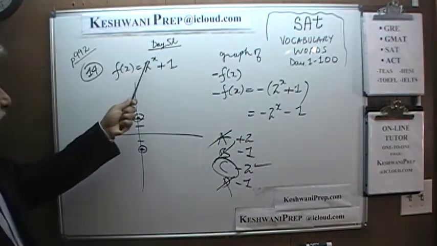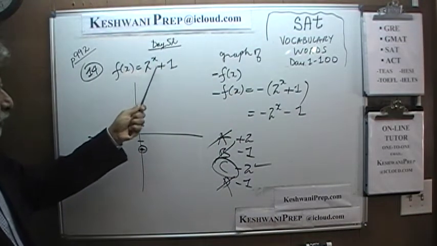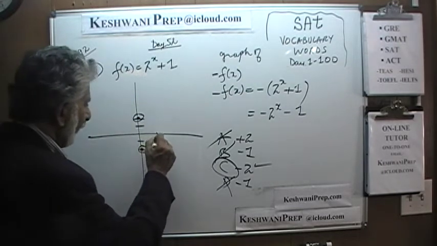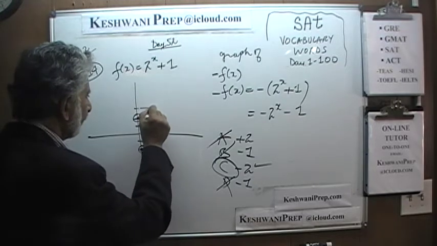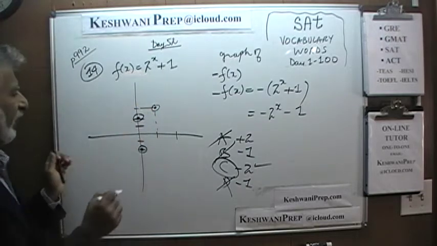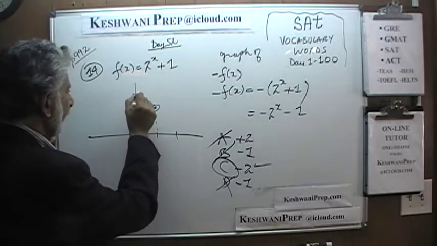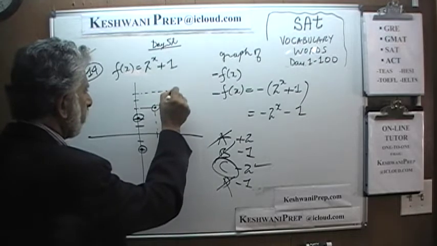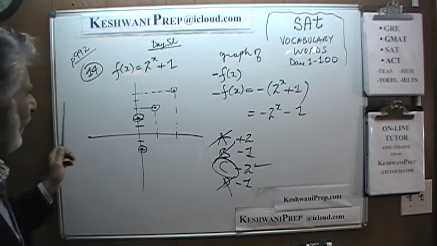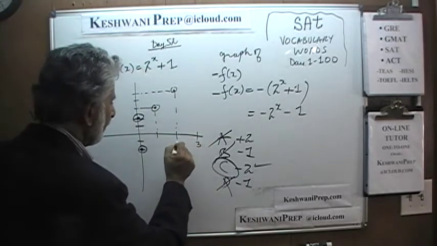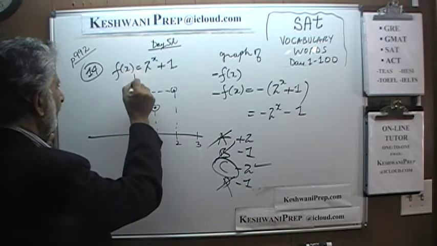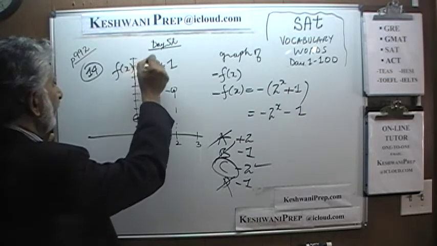So when x is 0, y is 2, because it's 1 plus 1. When x is 1, 2 raised to 1 is 2, plus 1 is 3. When x is 2, 2 raised to 2 is 4, plus 1 is 5. When x is 3, 2 raised to 3 is 8, plus 1 is 9. Somewhere up there.